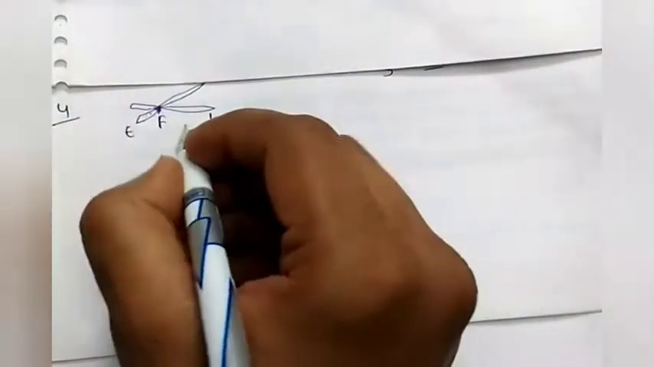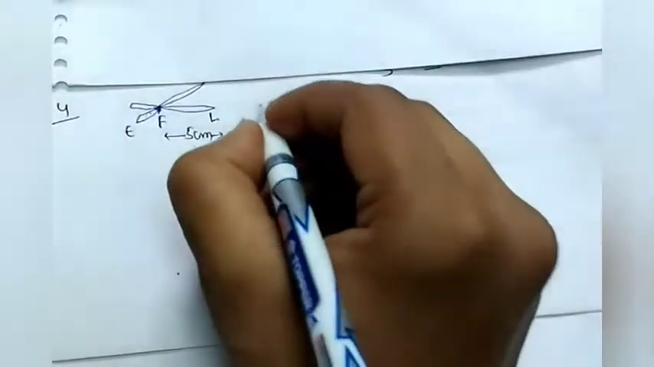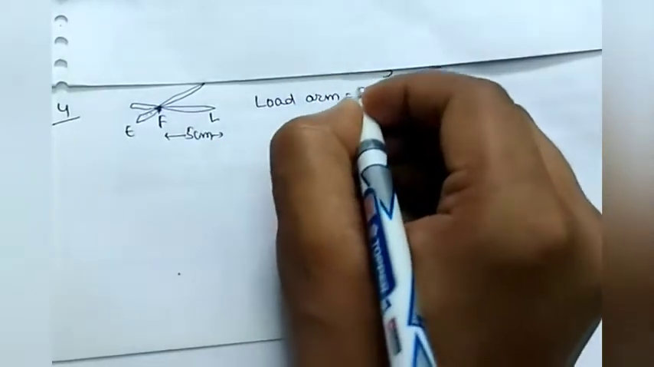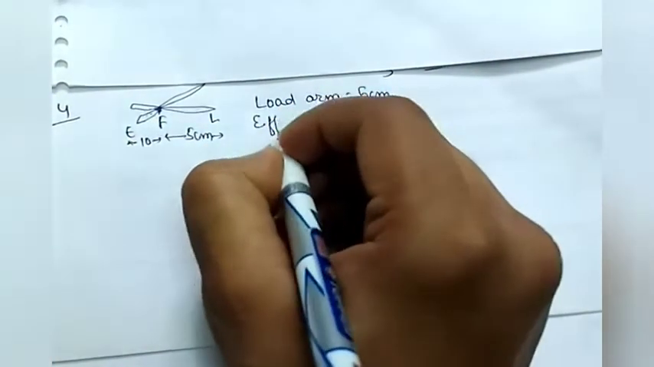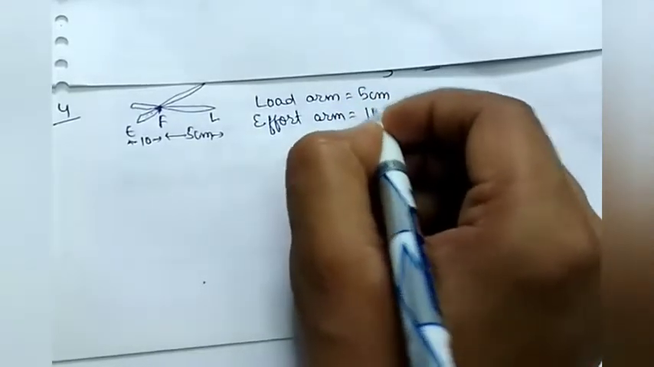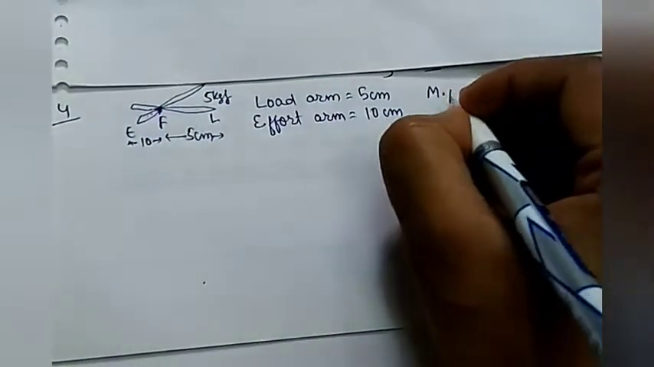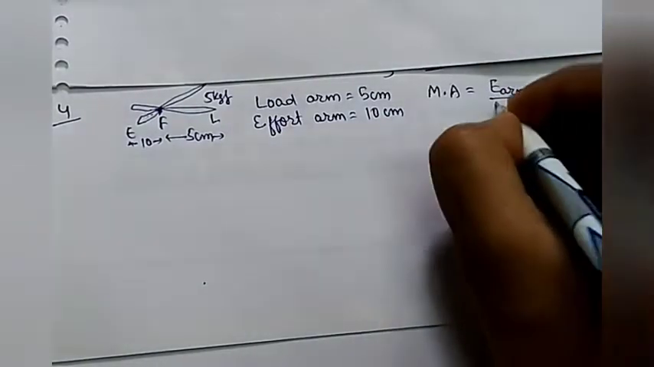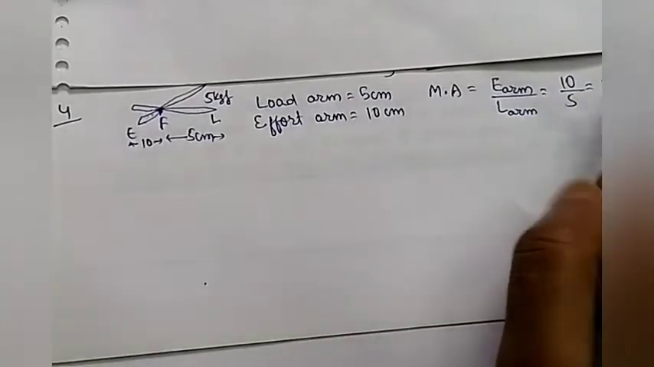It is used to cut, and it has blade 5 centimeter long, means the load arm is equal to 5 centimeter, and the handles are 10 centimeter long. So this is the handle. So the effort arm is equal to 10 centimeter, and a 5 kgf of load is put here. So the mechanical advantage is equal to effort arm by load arm, that is equal to 10 by 5, that is equal to 2. So the mechanical advantage is 2.